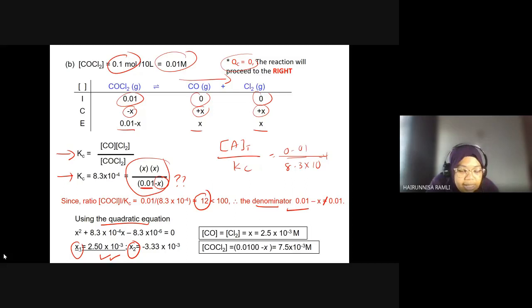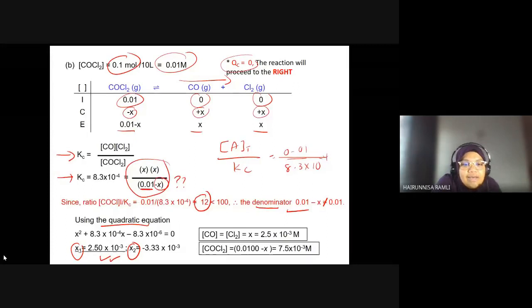Dua-dua tu sebenarnya betul. Okay, cuba mungkin nak bagi lagi jelas. Saya pernah discover, bukan saya, student dah sebenarnya. Dia ada discover satu, bila dia buat quadratic, dia dapat dua-dua positif tau. Habis tu dah pilih nak mana pula. Kan? Kenapa dia bergerak sendiri? Bila dia dua-dua positif, macam mana pula?